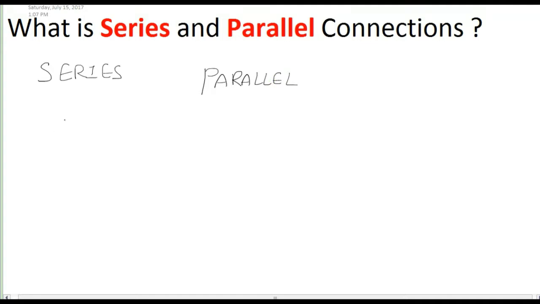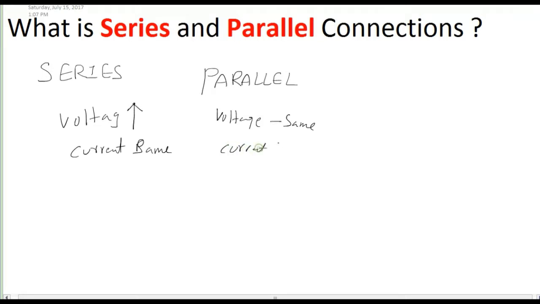In a series connection, the voltage will get doubled and the current remains the same. Whereas in parallel connections, the voltage will remain the same and the current gets doubled. As you know, voltage is indicated with V and current with I. Here again, voltage V, current I.